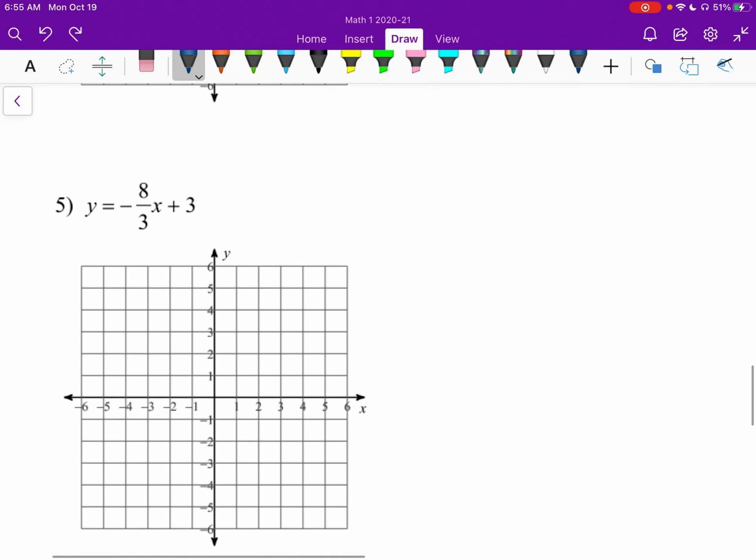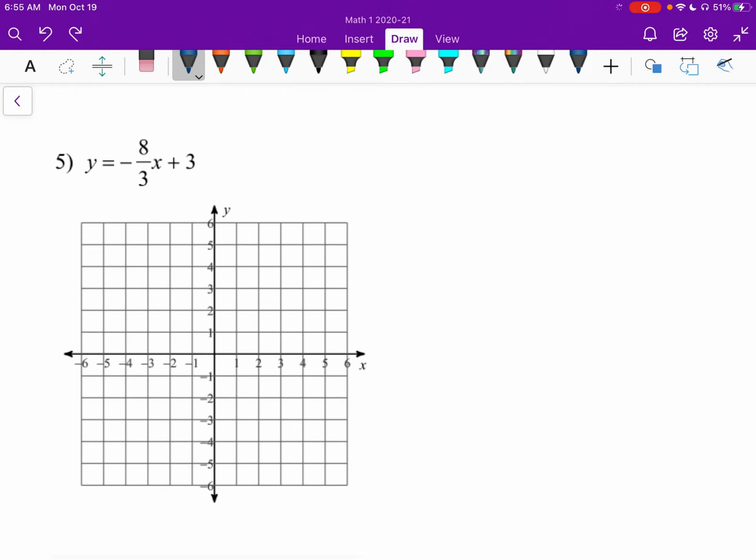All right, let's look at number 5. So m, our slope, is -8/3, or you could think of it as 8 over -3, either way, and b is 3. So starting off, we look at our b equals 3, and we make a dot on the 3.